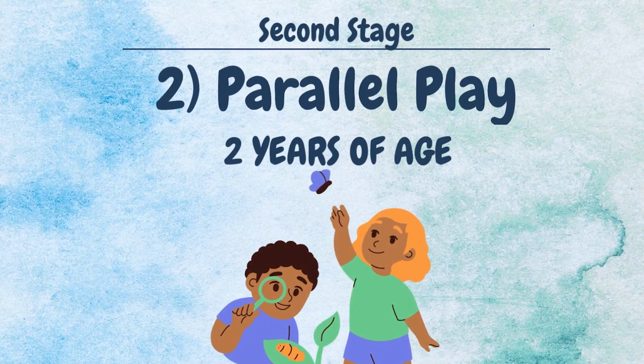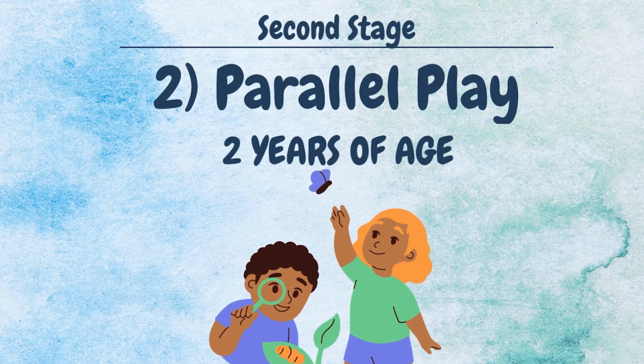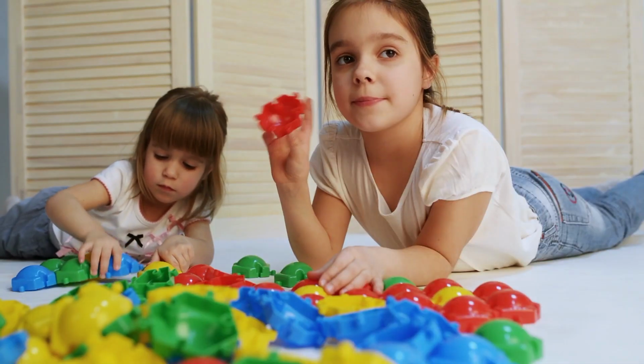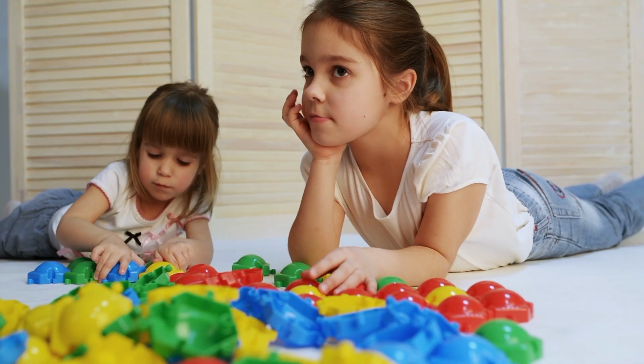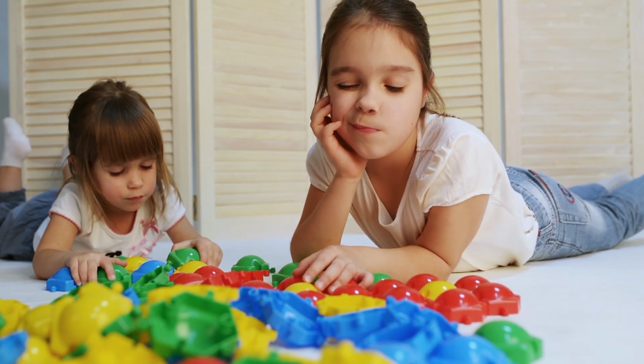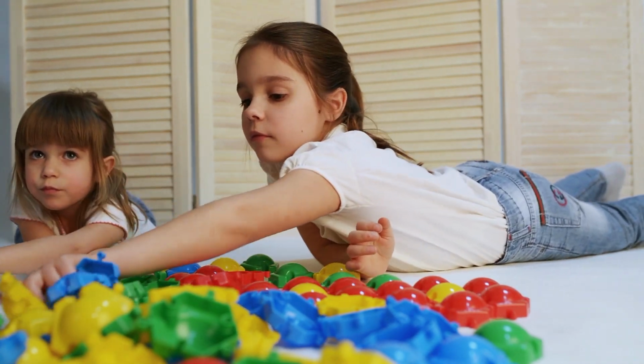So stage number 2 is parallel play, and it usually starts at around 2 years of age. This stage is when a child plays near or beside other children, but is not playing with them. So for example, you might notice that your child is sitting next to another child, maybe even playing with similar toys. But if you look closely, you will likely notice that they aren't actually playing together. They're not really engaging with one another. They're simply sharing the same space with one another.